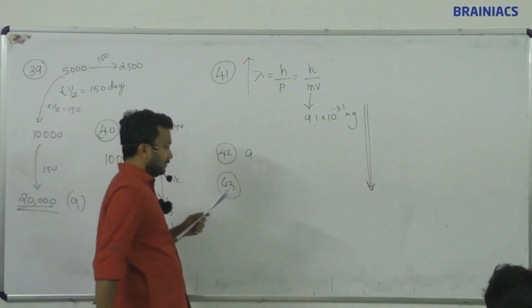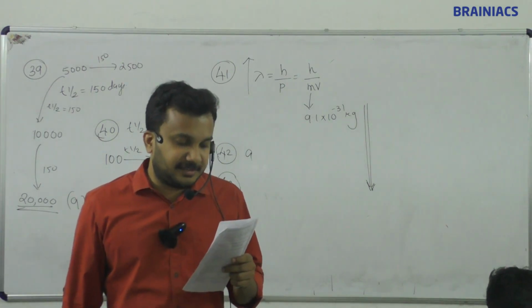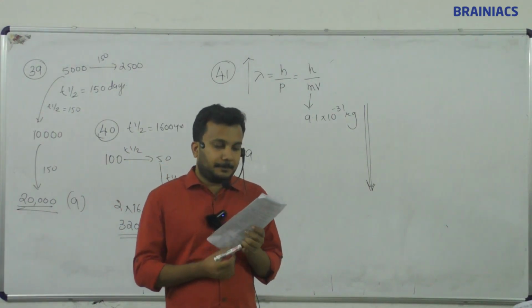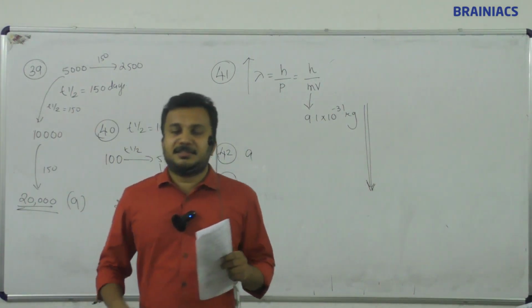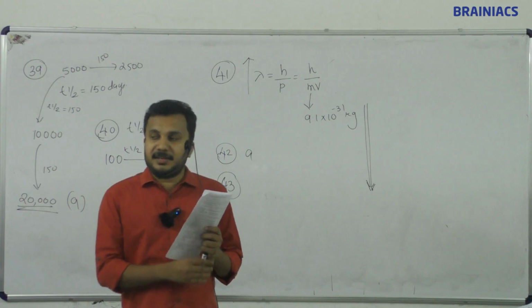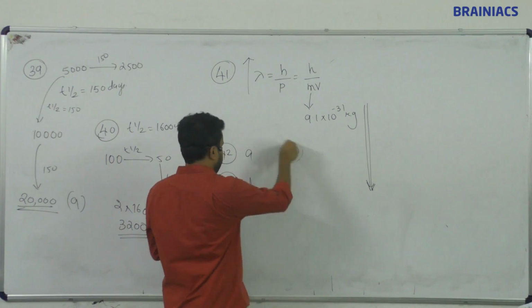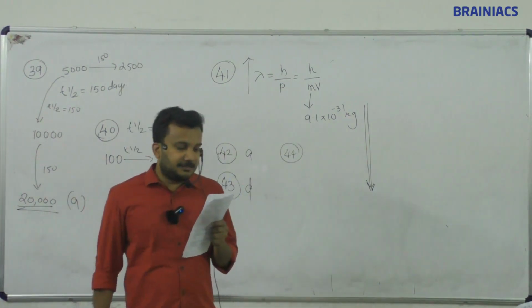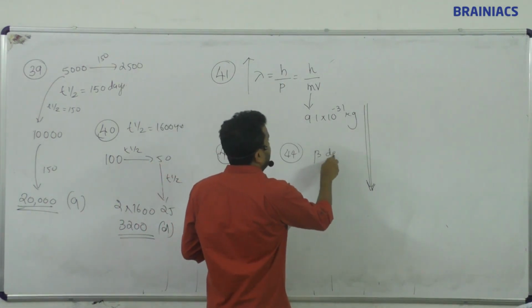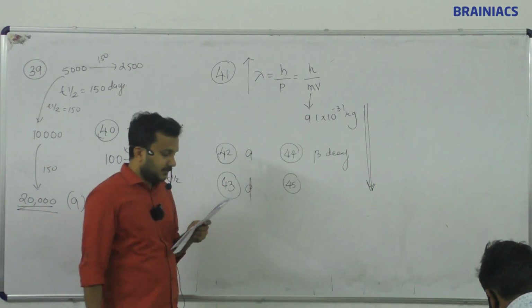43. Third last question. At a specific instant, emission of a radioactive compound is deflected in a magnetic field. Compound cannot emit neutron because neutron is chargeless. Charge is needed for deflection in electric or magnetic fields. So 43 answer D. 44. A nuclear reaction is given. Represents which decay? Beta decay. Specifically what decay? Beta minus decay.